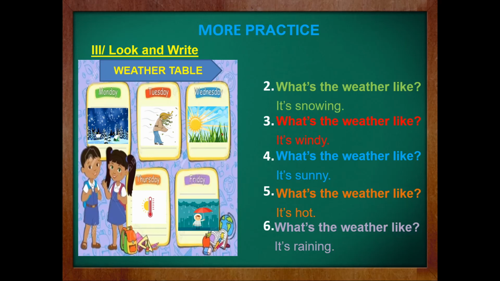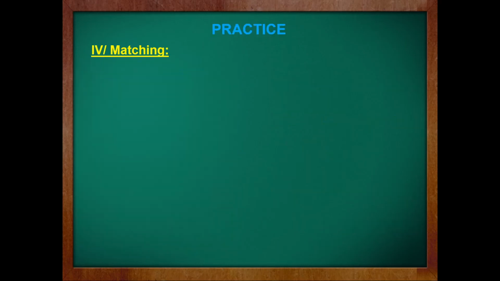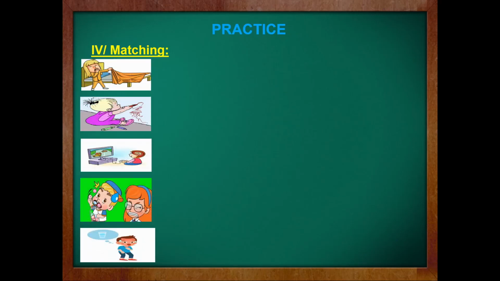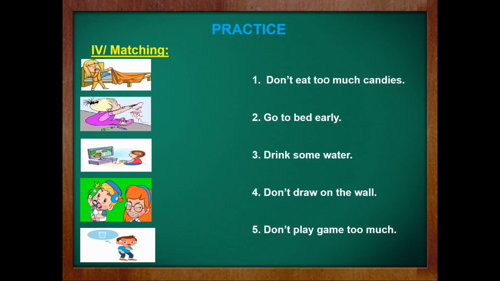Now, we move to another part of practicing, matching. I have 5 pictures and some activity you should do or shouldn't do. And some phrases here are about should do or shouldn't do. You will look at the picture and match the picture to the correct phrase. Now, for example, picture 1. How can we say it? Good. Go to bed early. Now, you have 1 minute to do this. After that, I will give you the answer to check.